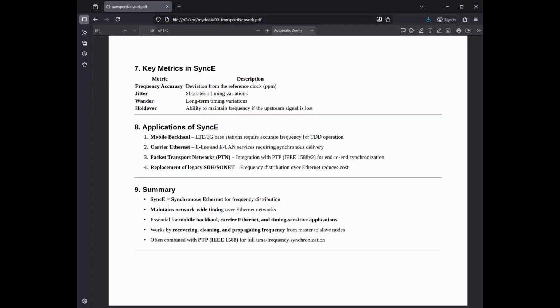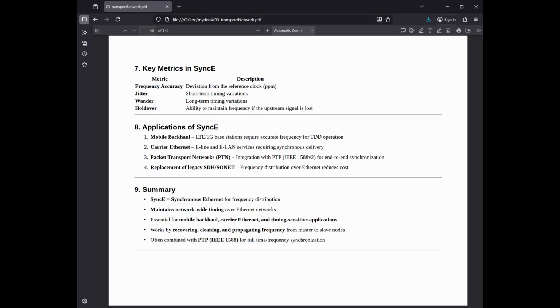Small cell density: with 5G's use of high-frequency waves, many small cells are deployed close together. SyncE ensures these cells act as a single, coordinated fabric. Foundation for PTP: in mobile backhaul, SyncE is almost always used in hybrid mode. It handles the frequency synchronization, allowing the Precision Time Protocol, PTP, to focus on the much harder task of phase/time of day alignment.